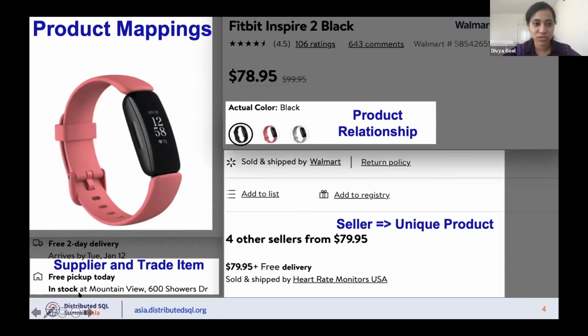The product relationships, supplier trade item, like this item is also sold in a store. These are some of the other mappings for which we were looking for the key mapping solution. So there are various use cases, as we can see, in Walmart that we are looking for.